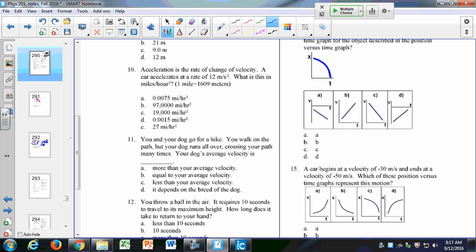Small negative value, big negative value. Small negative slope, big negative slope. You'll see a couple like that, a couple of problems. They'll be in the multiple choice. Or I might also ask you in one of the kinematics problems to draw the velocity or position versus time graph for that scenario, whatever the object is doing.